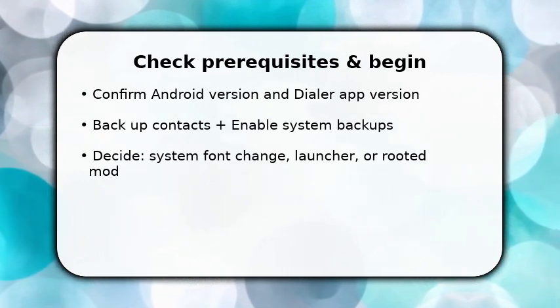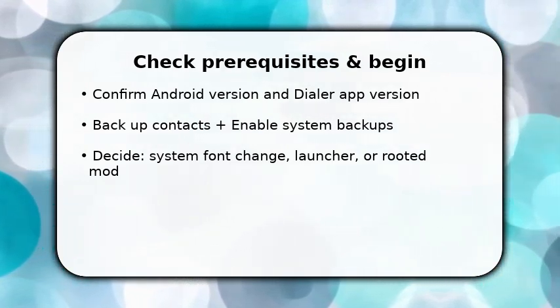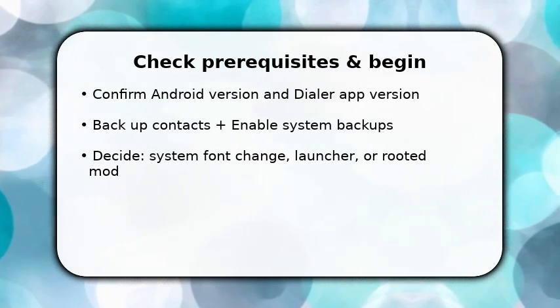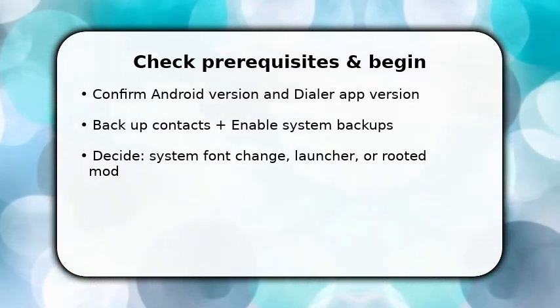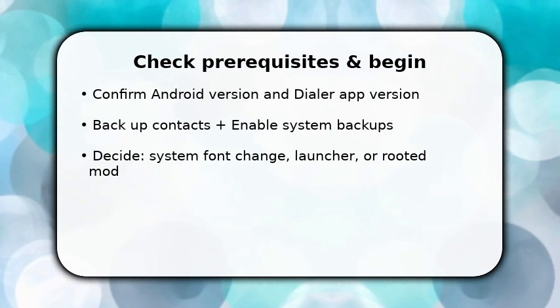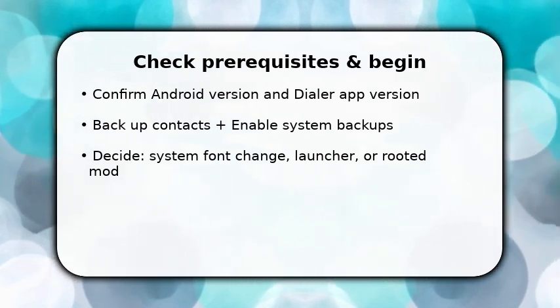Next, choose a path. Change the system font in settings, install a launcher that can override fonts, or prepare for a rooted mod if you need dialer-specific fonts. Make sure you have battery above 50% and Wi-Fi for downloads before continuing.